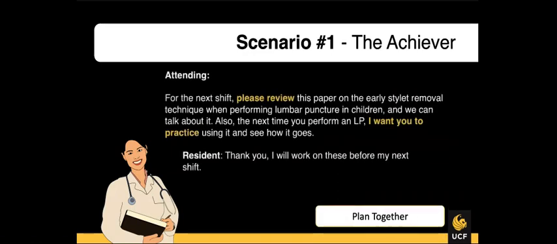So now you can make a plan together, right? So for our next shift, please review this paper on early stylet removal technique when performing lumbar puncture in children. And we can talk about it together after you read it. And also, the next time you perform an LP, I want you to practice using it and see how it goes. So again, you make the plan together and you make actionable recommendations. And the resident agrees. He says, thank you, I will work on these before our next shift. So again, this went through all the 5 steps of the prepare to adapt.